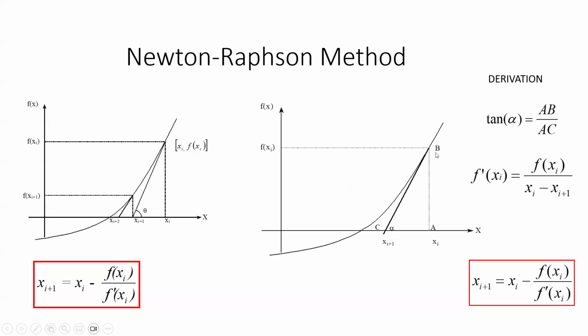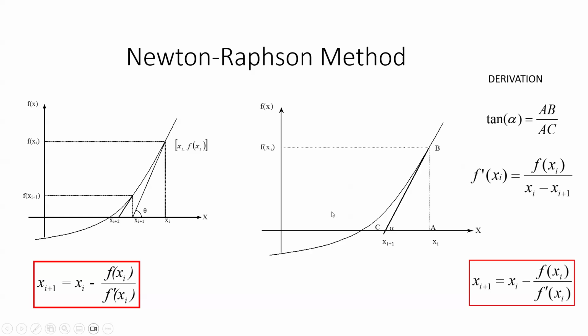And what is the equation? If we write the tangent of this slope, we have AB over AC. If we substitute f of x and x, and then rearrange, we get this formula. This is the Newton-Raphson method. This is the graphical interpretation, from which we understand that we are using the slope at each point to iteratively approach the root of the function.